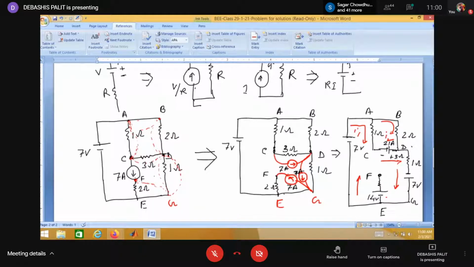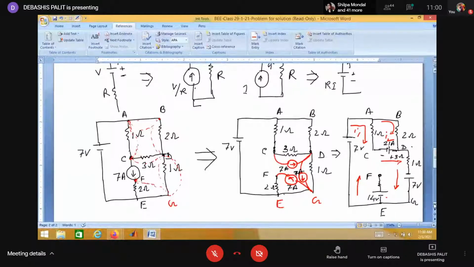CDGE. No, sir, you cannot do this because there is a current source. If the current source is there, you cannot apply Kirchhoff's voltage law here. You have to convert this current source into a voltage source. Then you can do it. Understand my point? Yes, sir. Okay.